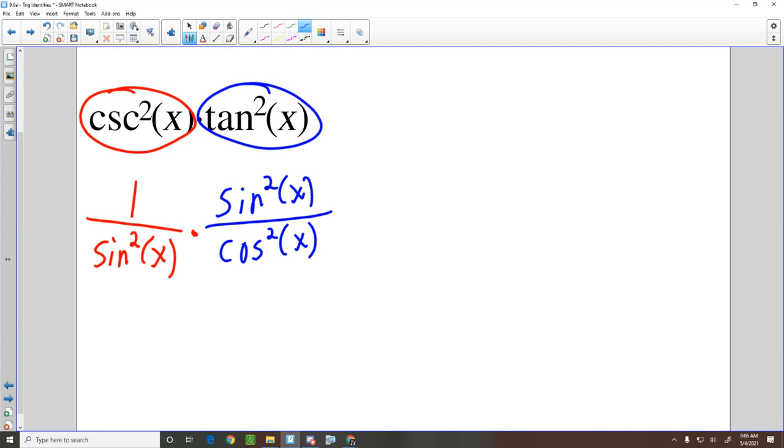All right, so it really doesn't change any of the behaviors of these identities if one of them is being squared or cubed or to the fourth power or any other exponent. You bring that same exponent along.